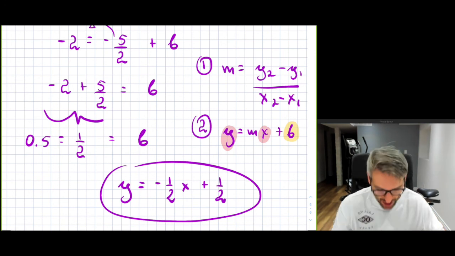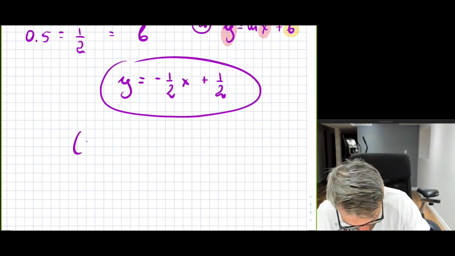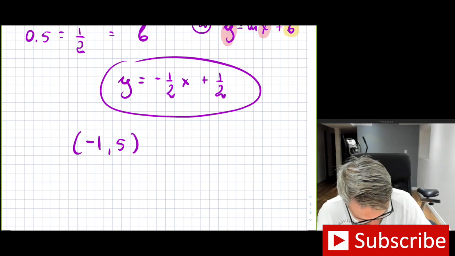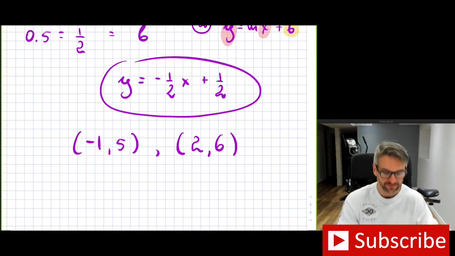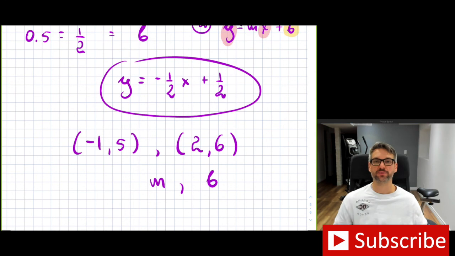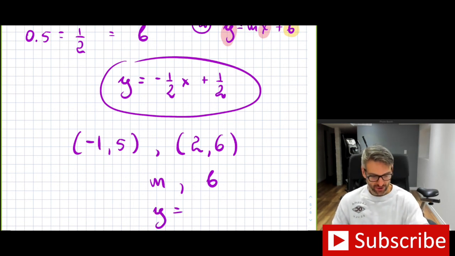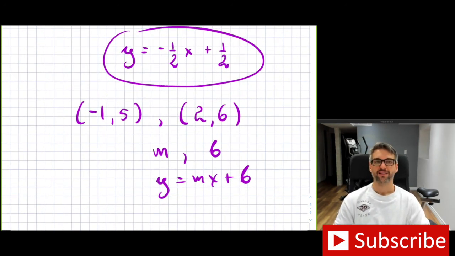So out of curiosity, you can put it in the notes. What if I gave you these 2 points, negative 1, 5, and the other point was 2, 6. Try to find the slope. Try to find the y-intercept. I encourage you to do that. And try to get your relation formula.